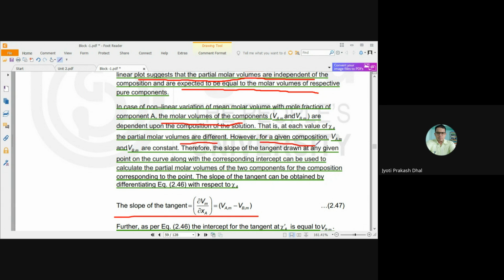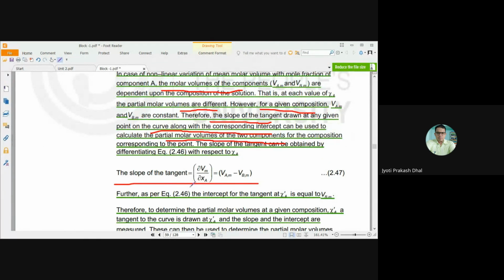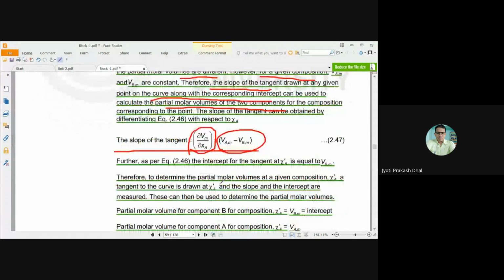However, for a given composition, VAM and VBM are constant. Therefore, the slope of the tangent drawn at any given point on the curve, along with the corresponding intercept, can be used to calculate the partial molar volume of the two components for the composition corresponding to that point. So the slope of the tangent will be del Vm by del chi A, which is equal to this. So this is the slope of the graph.